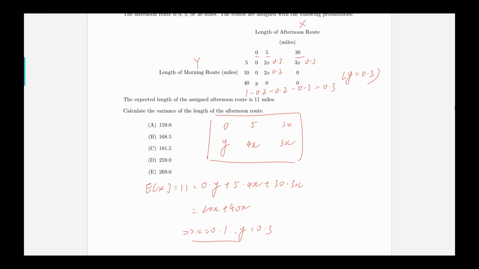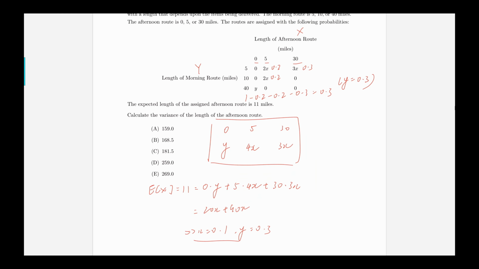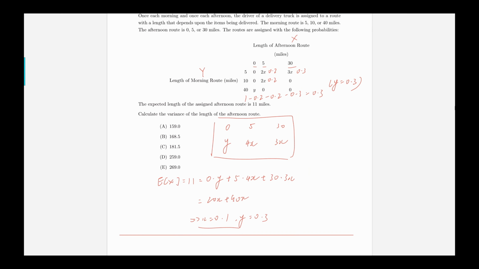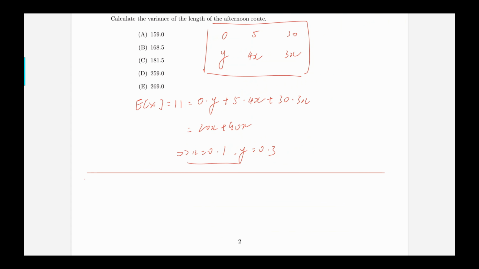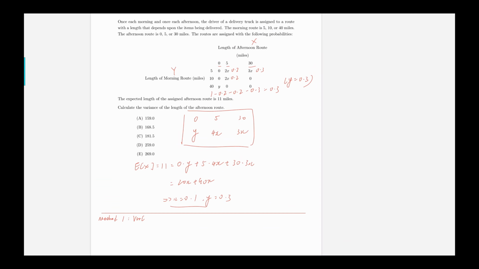The question asks us to calculate the variance of the length of the afternoon route. And again, we're working with the afternoon route. There are exactly two ways to find the variance. The first way, which I'm going to denote as method 1, is to use the variance formula directly from the definition. So we're finding the variance of X.